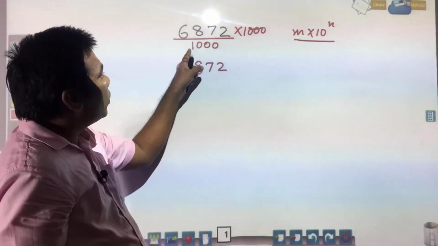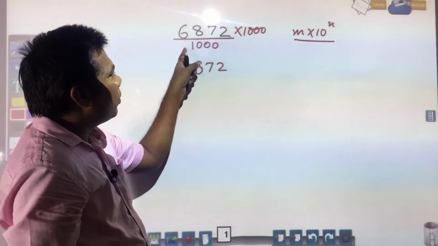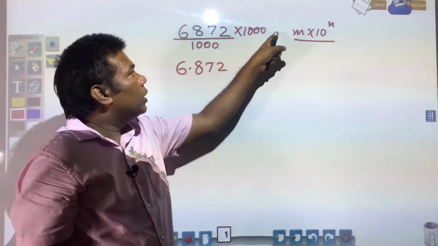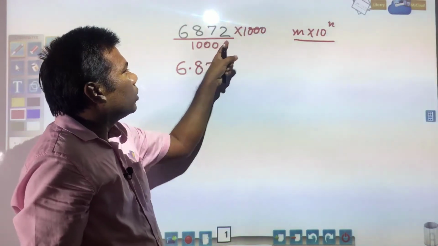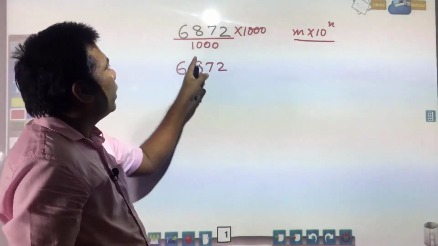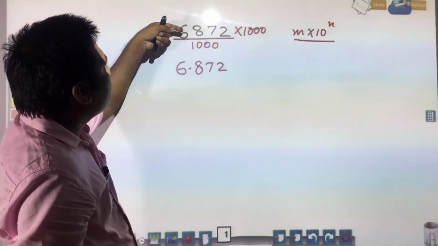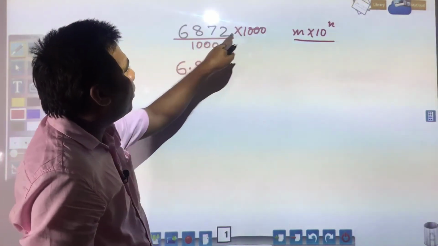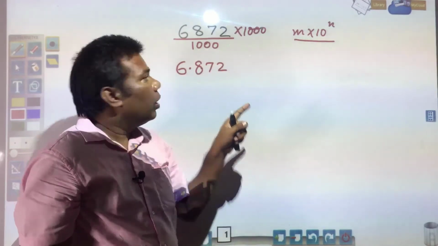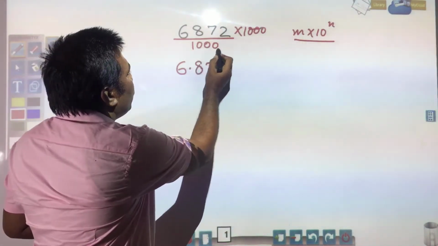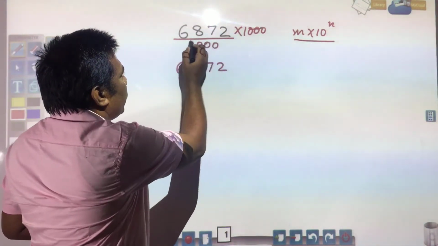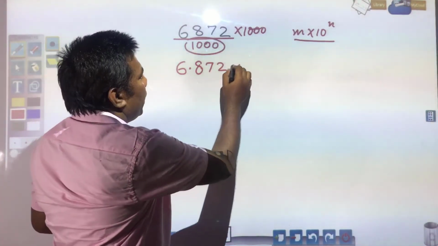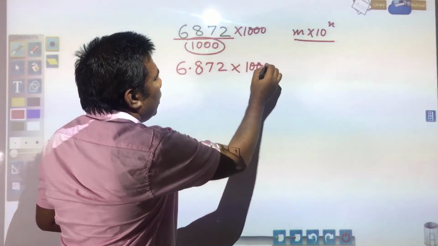Since you are dividing yourself, you are putting this number, so this needs to be multiplied also. So this much number you need to multiply with this. So what we did, see, 6872 has been divided by 1000 and multiplied by 1000. These zeros we put over here, with these zeros we have put the decimal over here, but this 1000 is remaining.